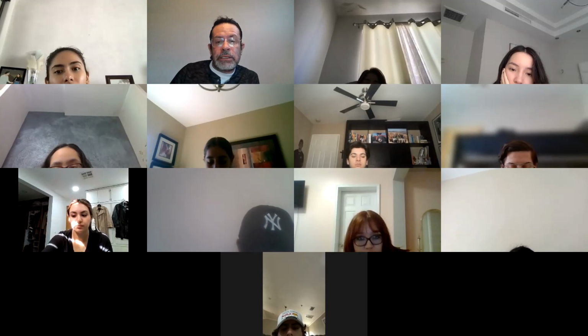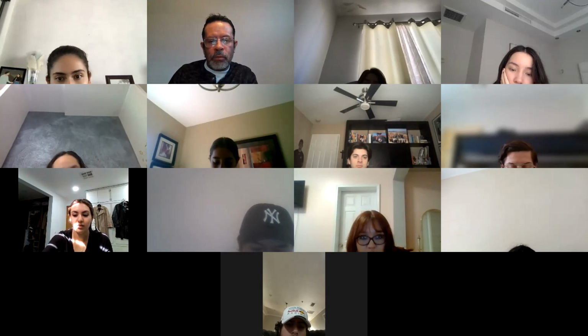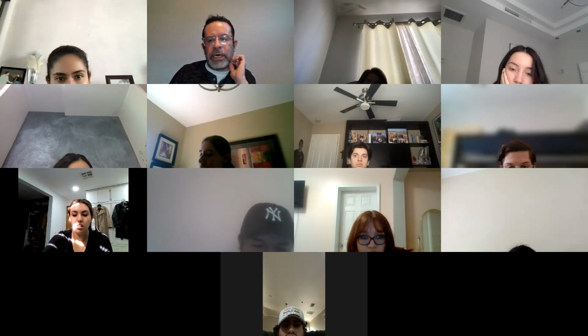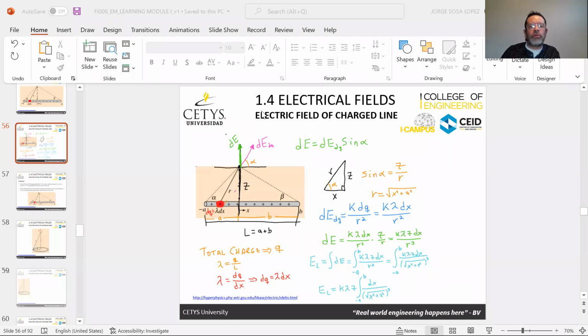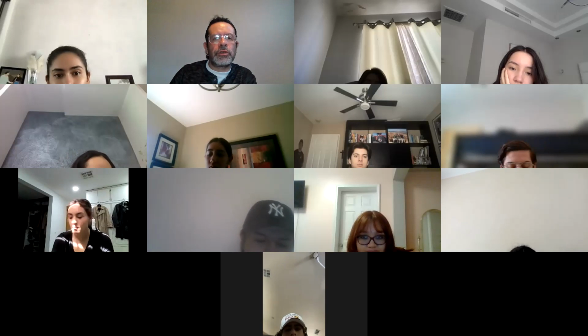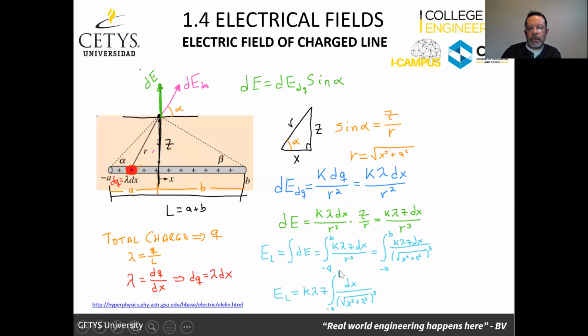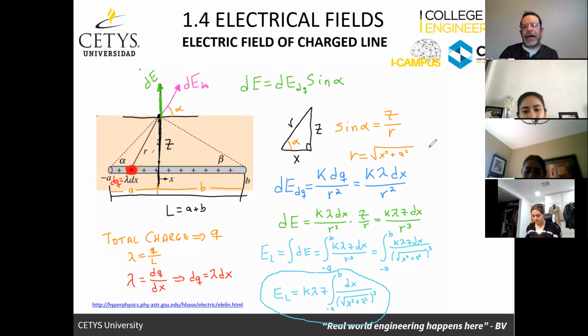And the second thing you guys need to do, and this is for all of you, is I want you to try to solve this integral here, the one that's on the bottom. I want you guys to try to solve this integral. Okay.